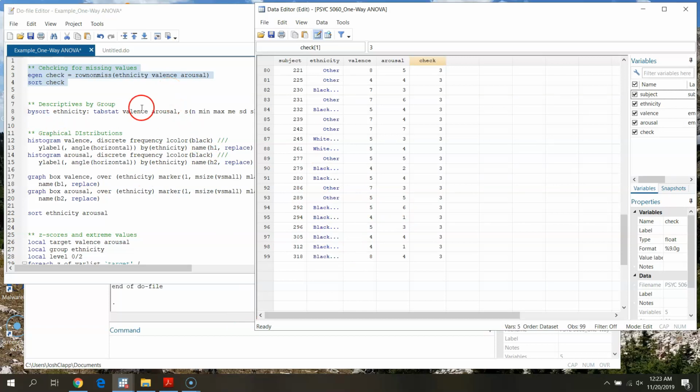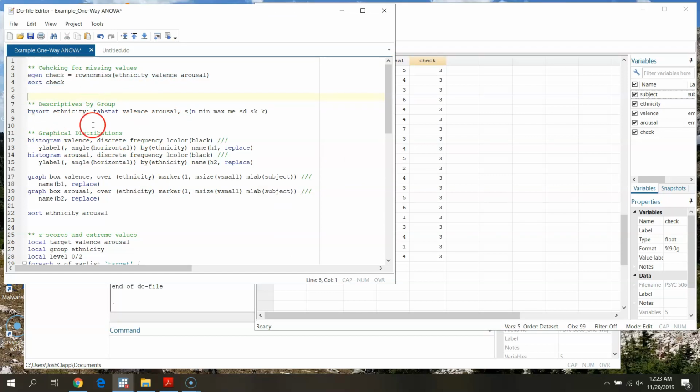Okay. So what we're going to do now, because remember we have a grouped analysis here, we're looking at differences across 3 different racial ethnic groups in terms of their response to this standardized emotional stimulus. And so what we want to do is get minimum, maximum values, mean, standard deviation, skew, kurtosis values specifically for each group.